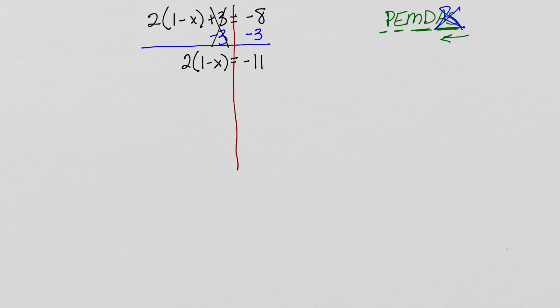This 2 is the next farthest away from x, so I now need to divide both sides by 2. And when I do that, the 2 divided by 2 is 1, so it just leaves me with 1 minus x. Now, since there's nothing outside of this parenthesis and there's no exponent, I actually don't need the parentheses anymore. I now just have 1 minus x, okay? And it equals negative 5.5.